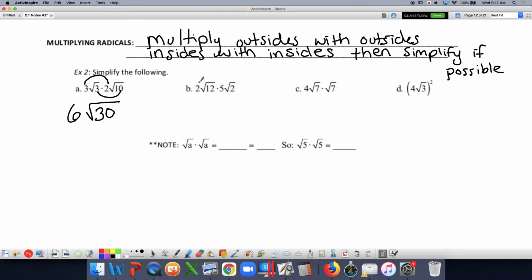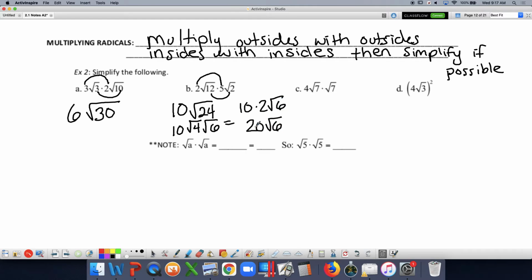All right, let's try our next one. I'm going to multiply my outsides with my outsides, my insides with my insides, and then see, can I simplify the square root of 24? Yes. 4 and 6, that's correct. So I wind up with 20 times the square root of 6.